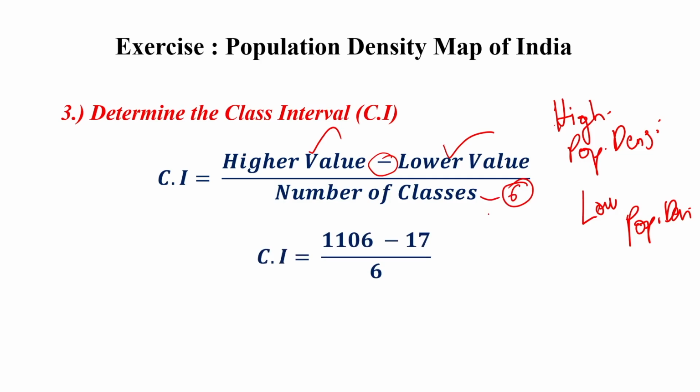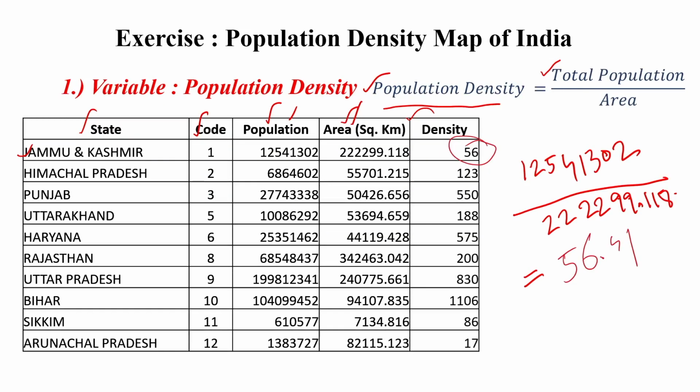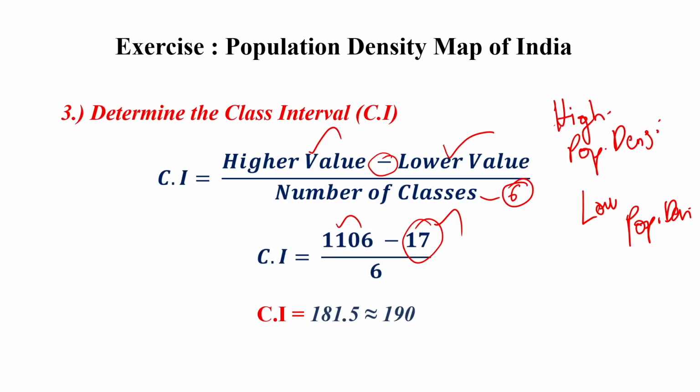So, when you move to the next step, you see the highest population density, you find it as 1106 from the data, and the lowest that you see is 17, Arunachal Pradesh is the lowest, and then Bihar's 1106 will be your highest density. So, 1106 minus 17 divided by 6, you get 181.